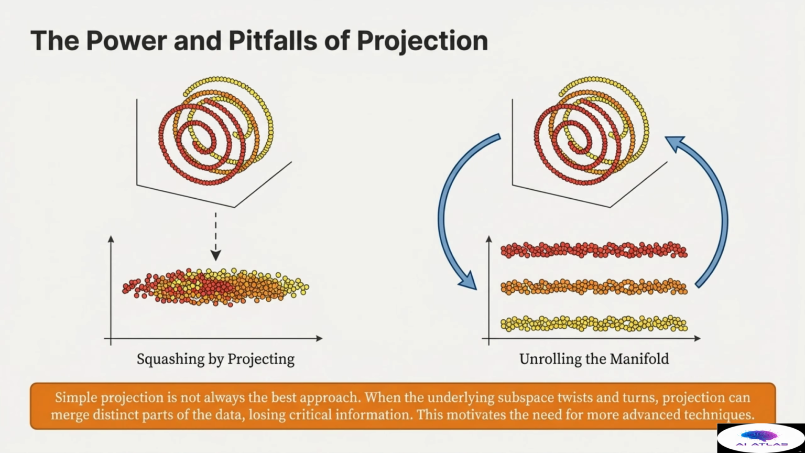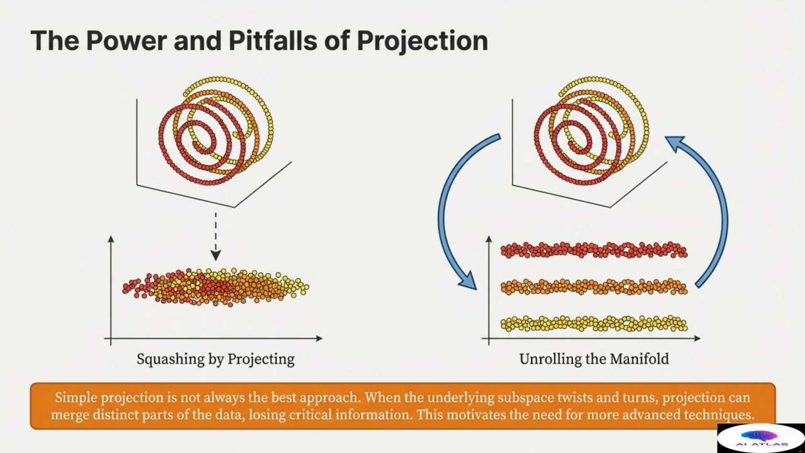This slide clearly illustrates the critical pitfall of relying solely on simple projection when the underlying structure is nonlinear. On the left, we see a coiled manifold, which has a meaningful structure where the red points are distinct from the yellow points based on their location on the coil. If we attempt a simple projection, meaning we squash the data straight onto a flat plane, we end up merging or overlapping distinct parts of the data. Notice how the red and yellow points become indistinguishable in the center of the projected blob. This is known as the information loss of projection, and it happens when the underlying subspace twists and turns. Critical details about the ordering and distance of the data are lost.